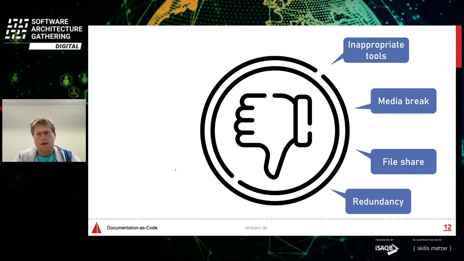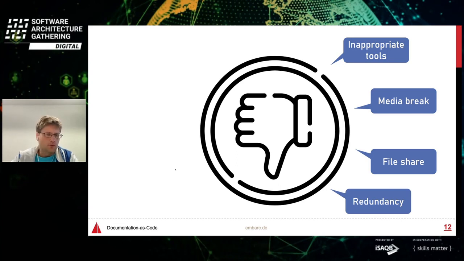Then there's a problem that most of the time we have lots of redundancy. That means that we have to write the same information again and again. And information is not only redundant in the documentation, it is also written in the source code or in some models, in the data model, for example. That's also a problem, because redundancy means that the documentation and the information are not in sync.